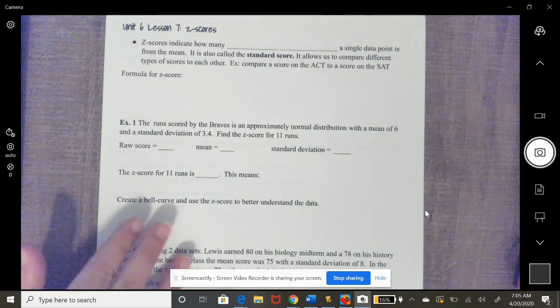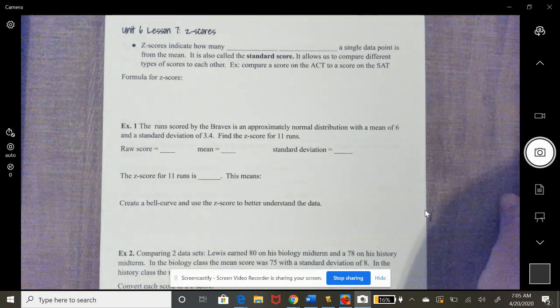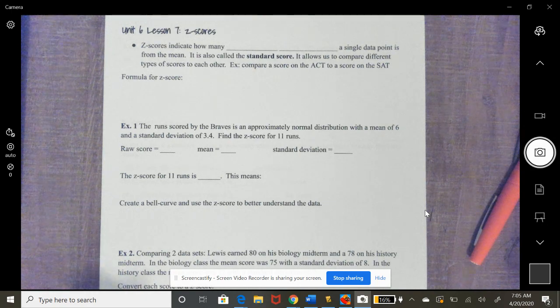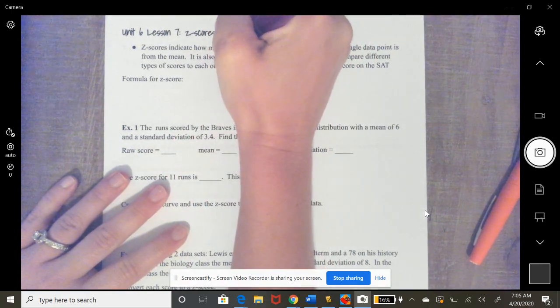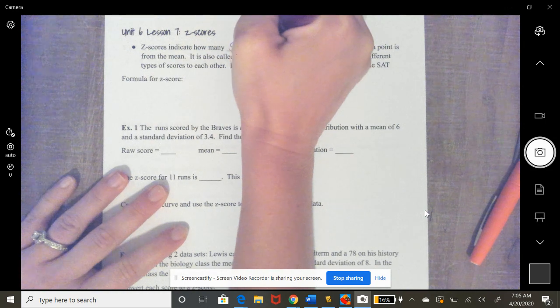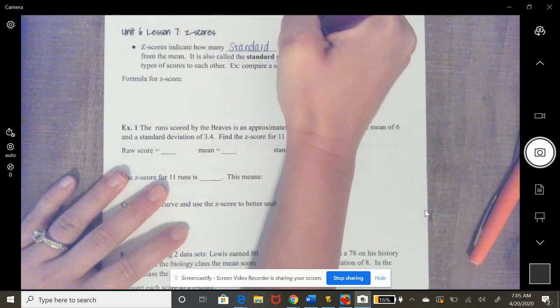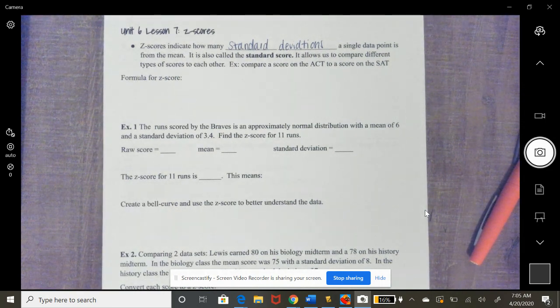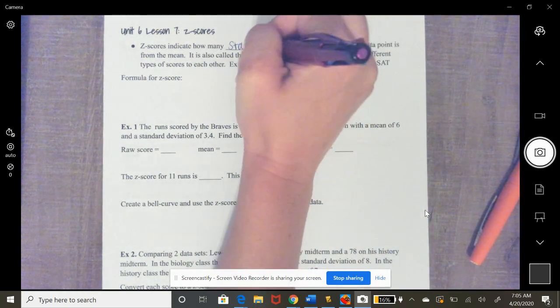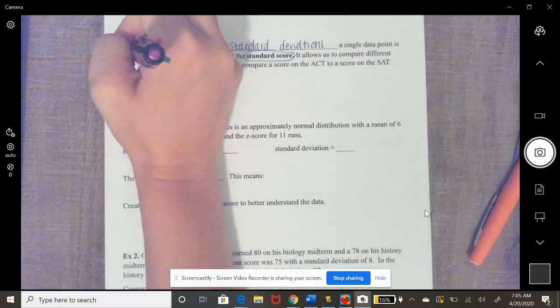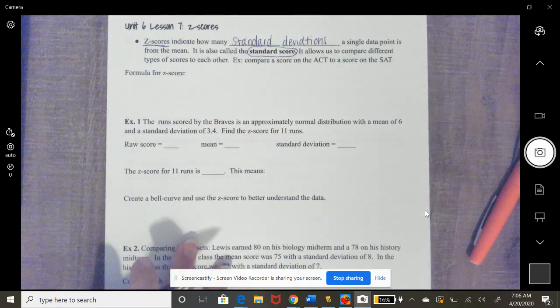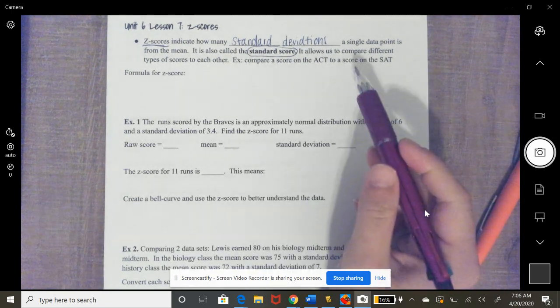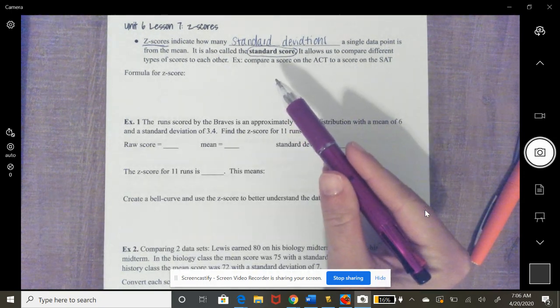Okay, so a z-score indicates how many standard deviations a single data point is from the mean. So are they 3 standard deviations away? Is it 1.5 standard deviations away? This is also called our standard score. Okay, so a z-score can also be called a standard score, because basically what it allows us to do is compare different types of scores to each other.